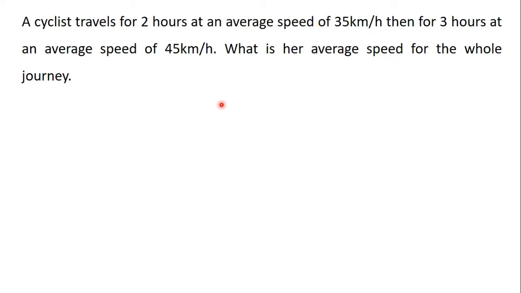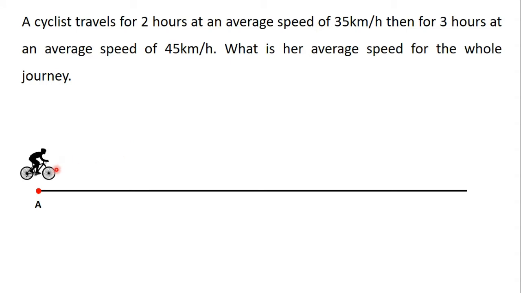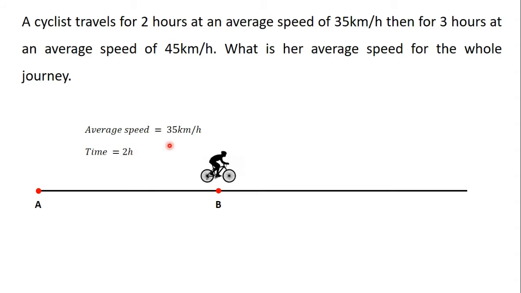Let's consider this simple illustration. So let's say that here is the cyclist. She started at point A. We know that for 2 hours, she traveled at an average speed of 35 kilometers per hour. So let's say that after 2 hours, she got to the point B. This was the first part of her journey.